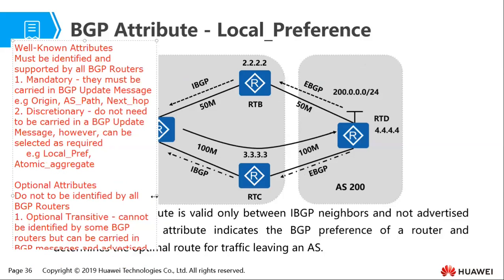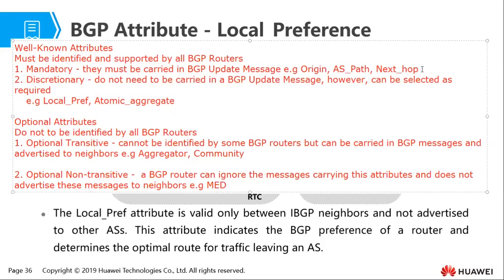Before we look at the local preference, let's remind ourselves. In the previous one, we just looked at the next hop. Next hop, AS path, and origin are well-known mandatory. Right now, we want to look at local preference. It is a well-known discretionary. So these three that we've just looked at, origin, AS path, and next hop, must be carried in BGP update messages. All routers must understand them.